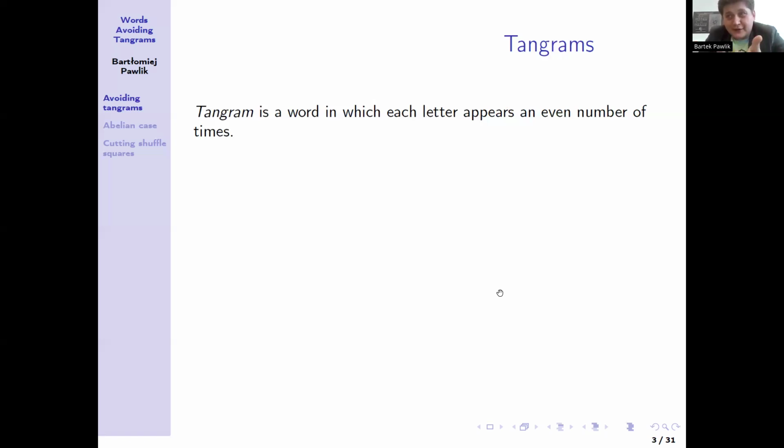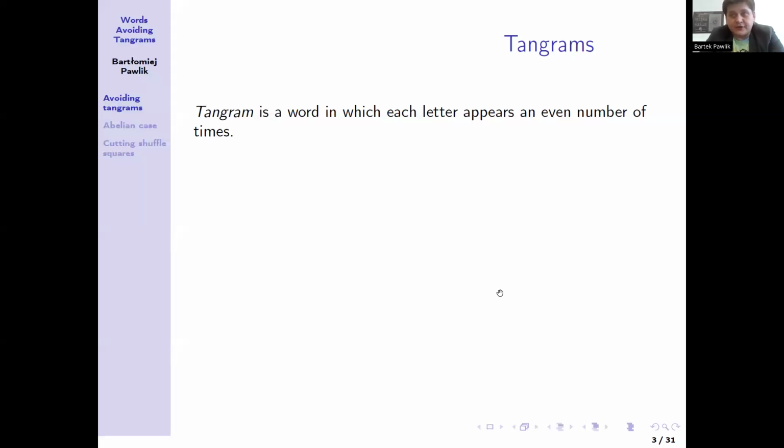What is a tangram? We know what a square is, but a tangram is sometimes called an even word, and I believe it was Jarek who first used the term in the context of even words, and it caught on among us while working on the article. If a given word is a square, then each letter appears an even number of times. And of course, the reverse is not true. A word in which each letter appears an even number of times is not necessarily a square, but we can obtain a square from it by rearranging the order of the letters.